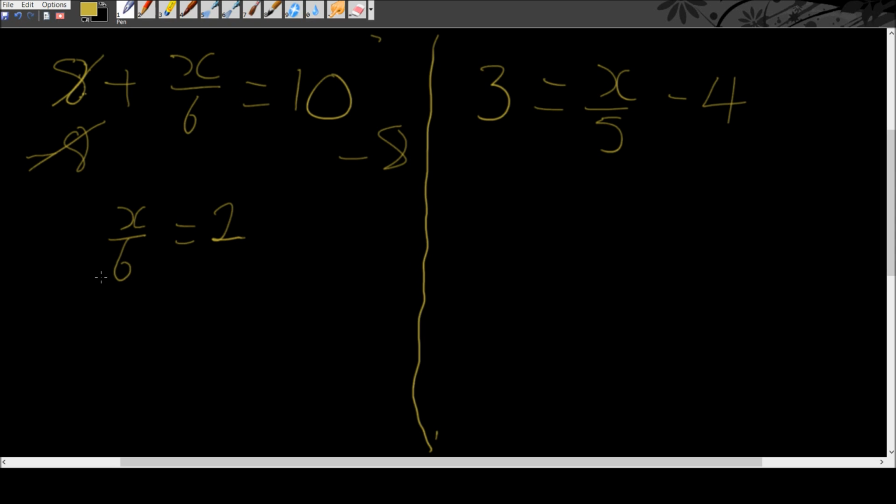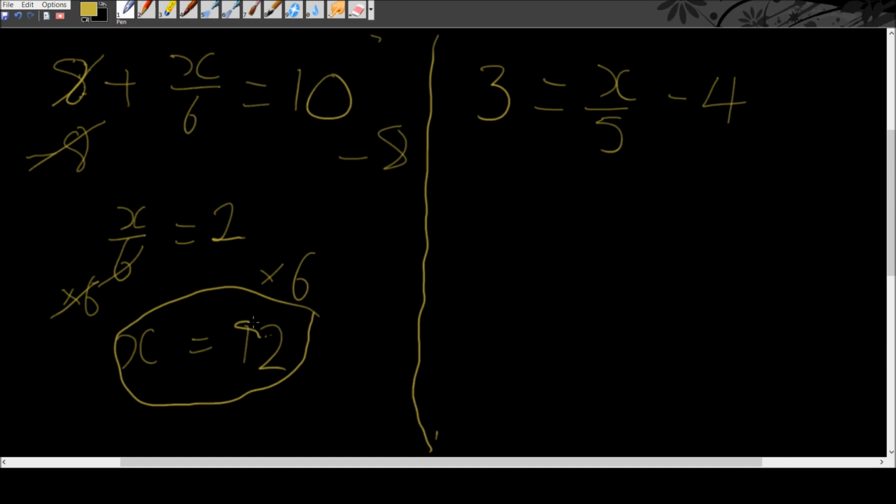So what we're going to do now is multiply both sides by 6. In order to get rid of this divided by 6, we're going to multiply both sides by 6. So multiply this side by 6, multiply this side by 6, because whatever you do to one side, you need to do to the other side in order to keep the equation balanced, okay? So that cancels that out. We're just left with x is equal to 2 times 6, which gives us 12. And that is our answer, x is equal to 12. Lovely, okay?